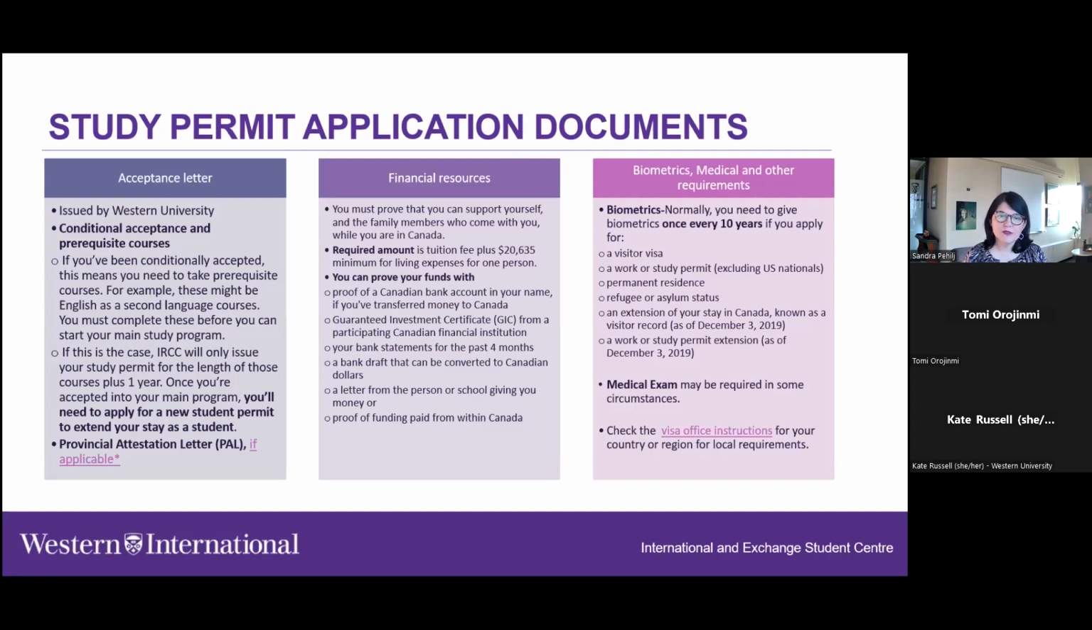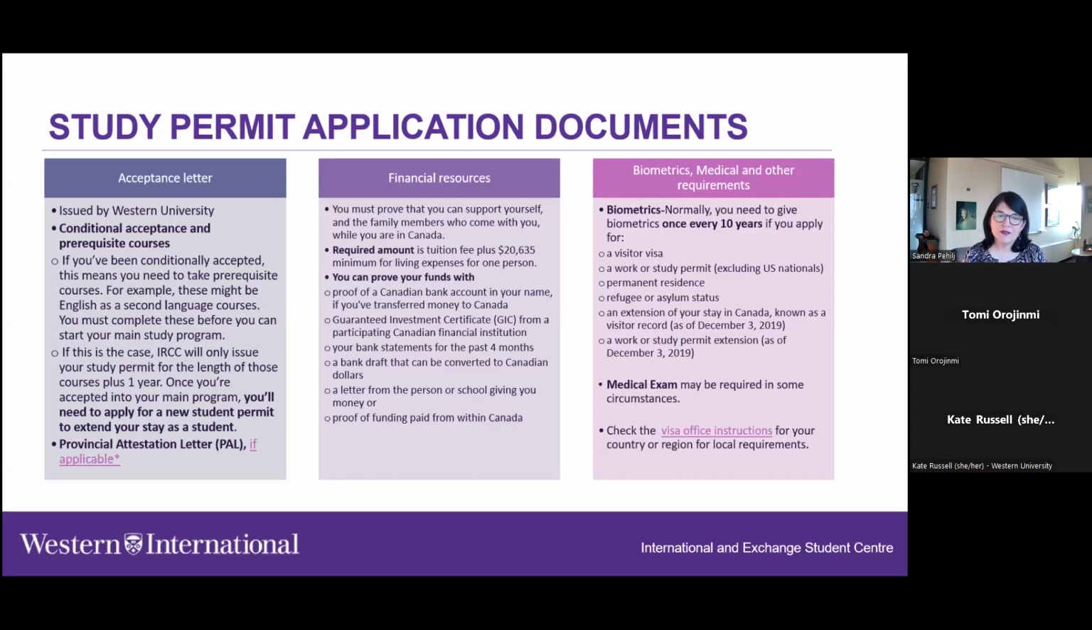Now, in terms of financial resources, as you heard me talk about in the previous slide, the minimum requirement has now increased to 20,635. You must demonstrate that you can support yourself and your family members. Again, we often have students, usually in graduate programs, who will bring family members, and so it's important that additional funding would be available for them. But this is just a typical minimum for a study permit for one person applying without family members.